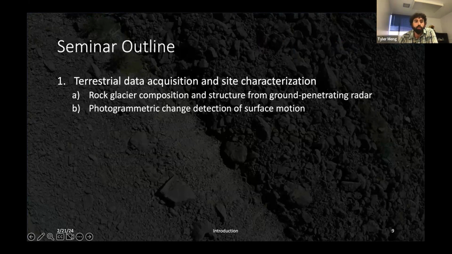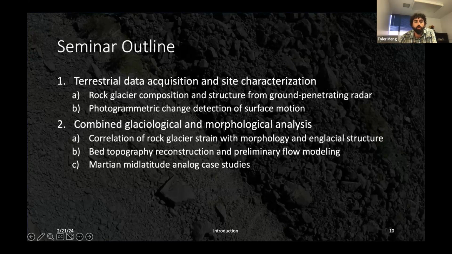So I'll just start off with data acquisition and show 3D reconstruction of each of our rock glacier field sites. So we'll use ground penetrating radar and airborne photogrammetry to get a 3D view of each study site. And then I'll go into the analyses where I apply all of those data sets in this combined kinematic and dynamics analysis. And then at the very end, I'll go back to Mars and take a look at some case studies in light of what we've learned with this study here.